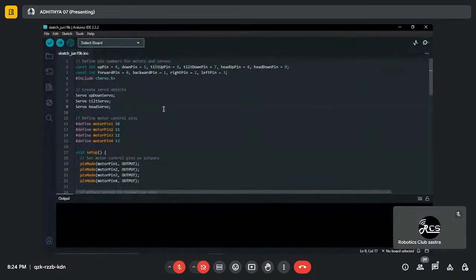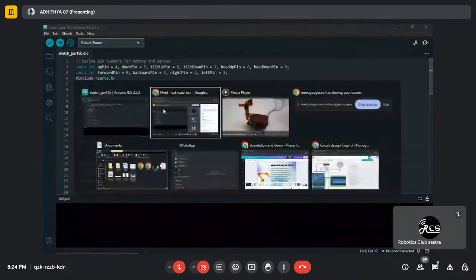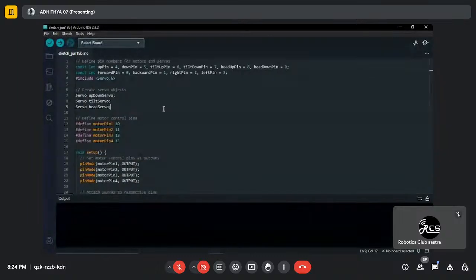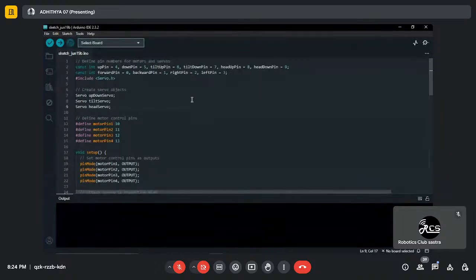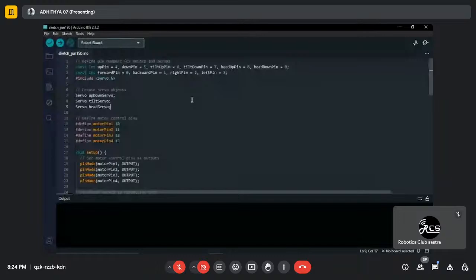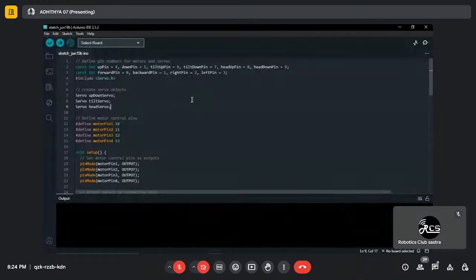Now you can see the code, right? First of all, we are initializing the pins. What is the use of each pin? Using constants, the up pin is for the servo which is connected to the connecting rod. The up pin is for the upward movement of the connecting rod, and the down pin is for the downward movement of the servo which is connected with the connecting rod. Tilt up and tilt down are for the intermediate motor.